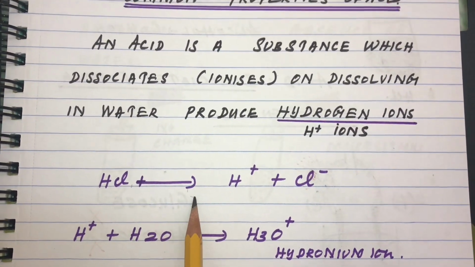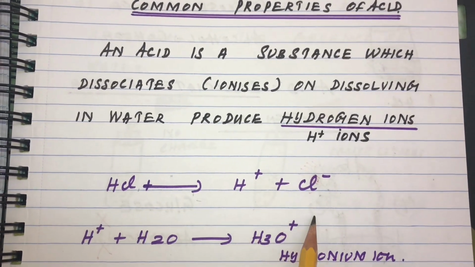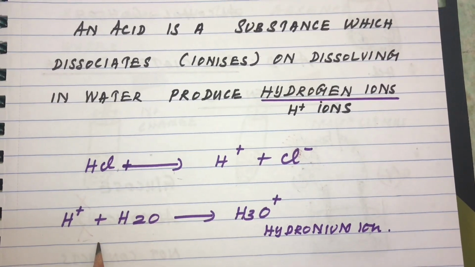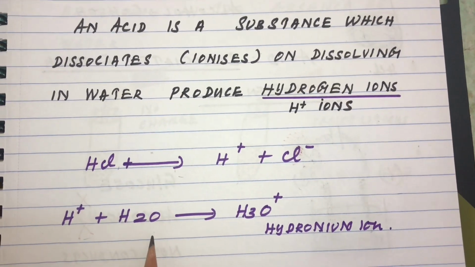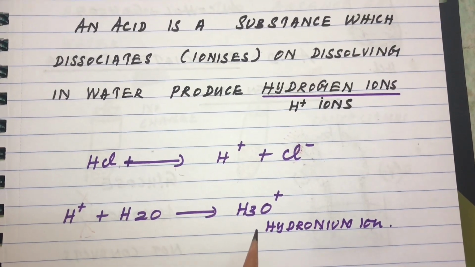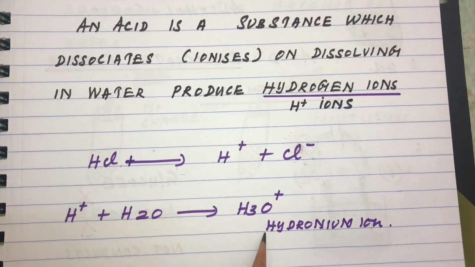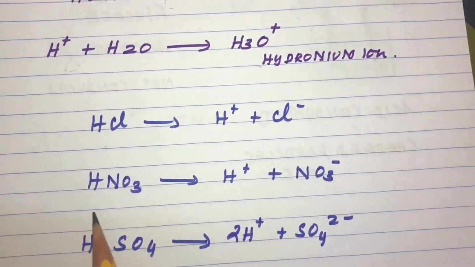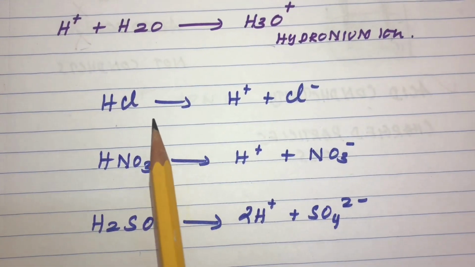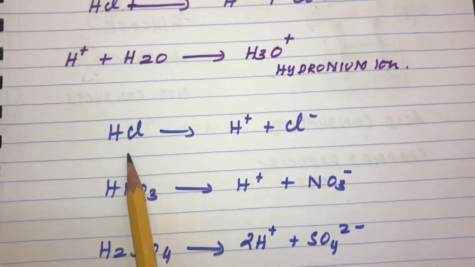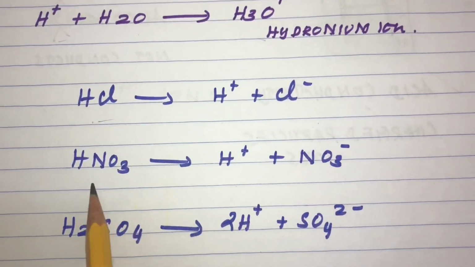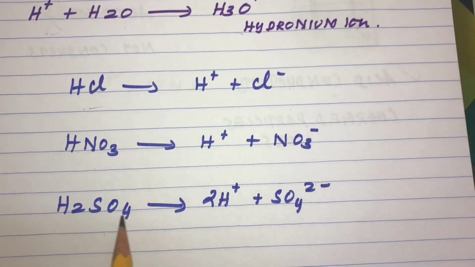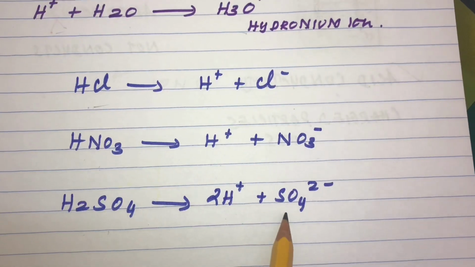So hydrochloric acid is an acid. In water, on dissociation, it dissociates into H plus ion and Cl minus ion. The formed H plus ion in solution always combines with water and is present as H3O plus, called the hydronium ion. So all acids in solution form H plus ions: HCl gives H plus and Cl minus, HNO3 gives H plus and NO3 minus, H2SO4 gives 2H plus and SO4 2 minus.